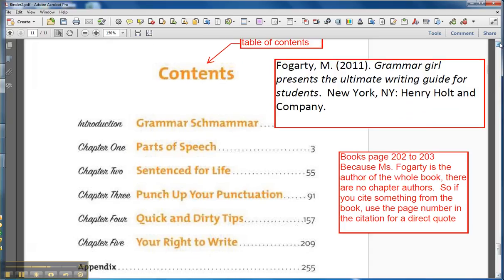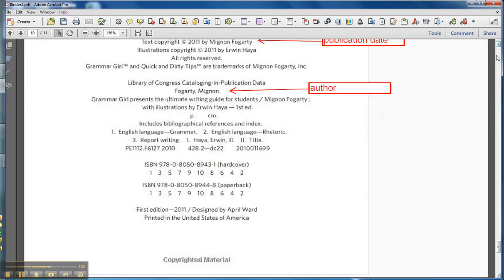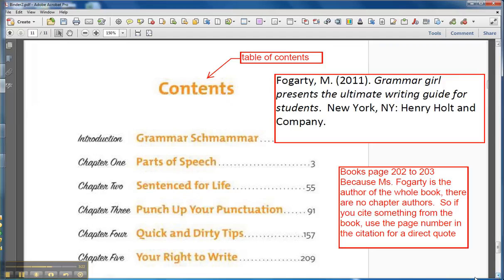What I wanted to show you here in the table of contents is that because she is the author of this book, she is the author of every single chapter. So if you use something out of one of her chapters, you don't need to have a chapter author because she's the author of the whole book. So if I quoted something out of this chapter, for example, then I would put Fogarty, comma, 2011, comma, p. 56. And that would be how the reader would know that she is the chapter author because she's the author of the whole book.